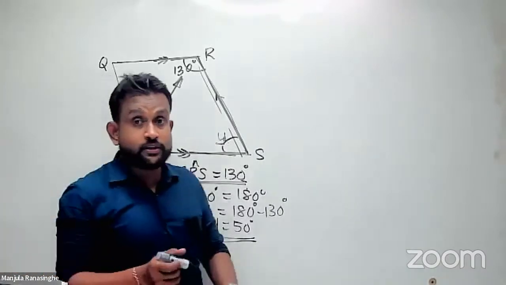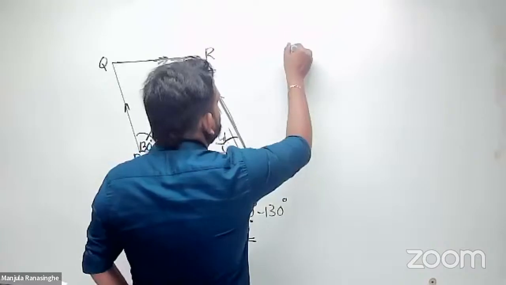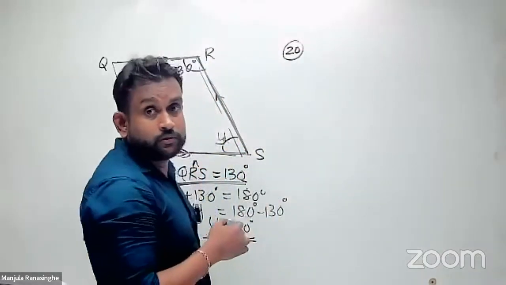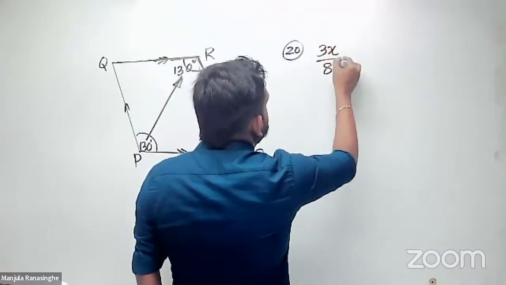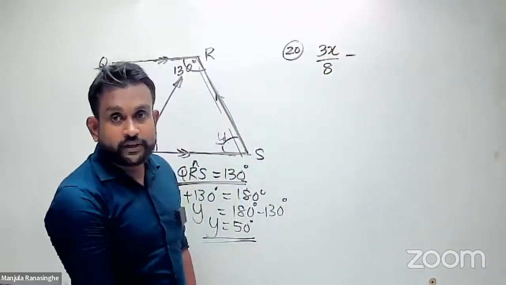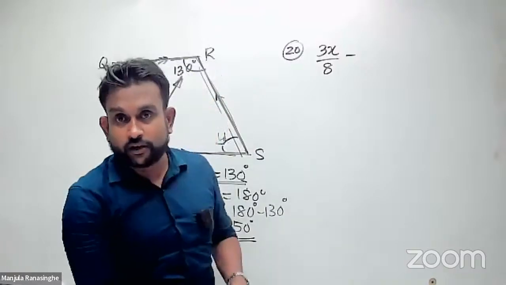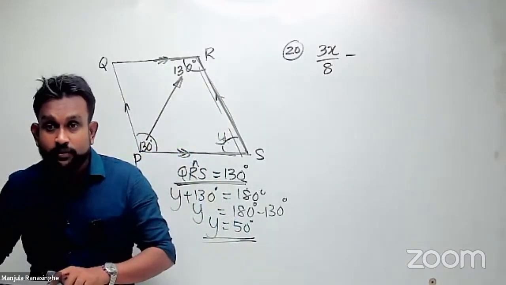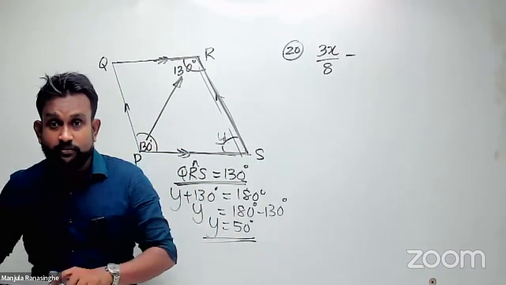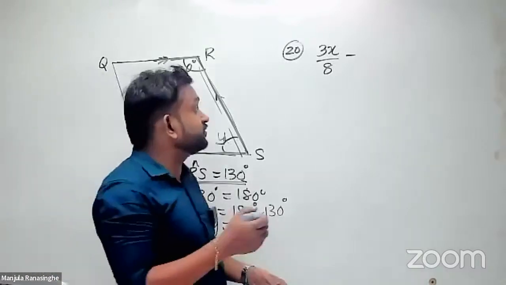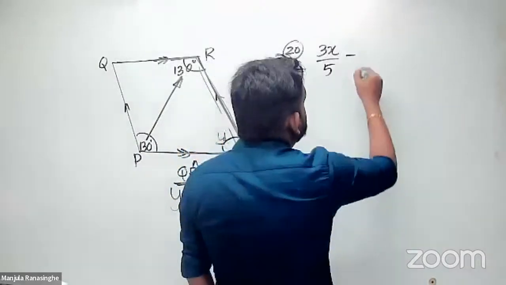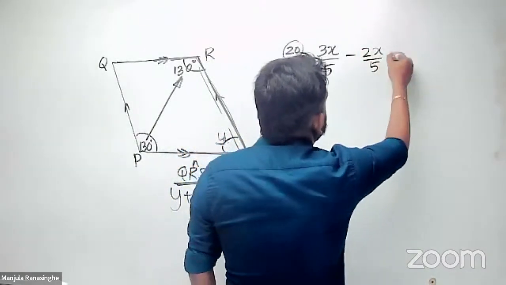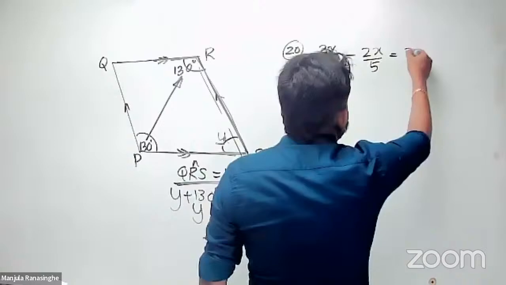Right, question number 20. 3x upon 5 minus 2x upon 5 equals 3. Sorry, 5, not 8.